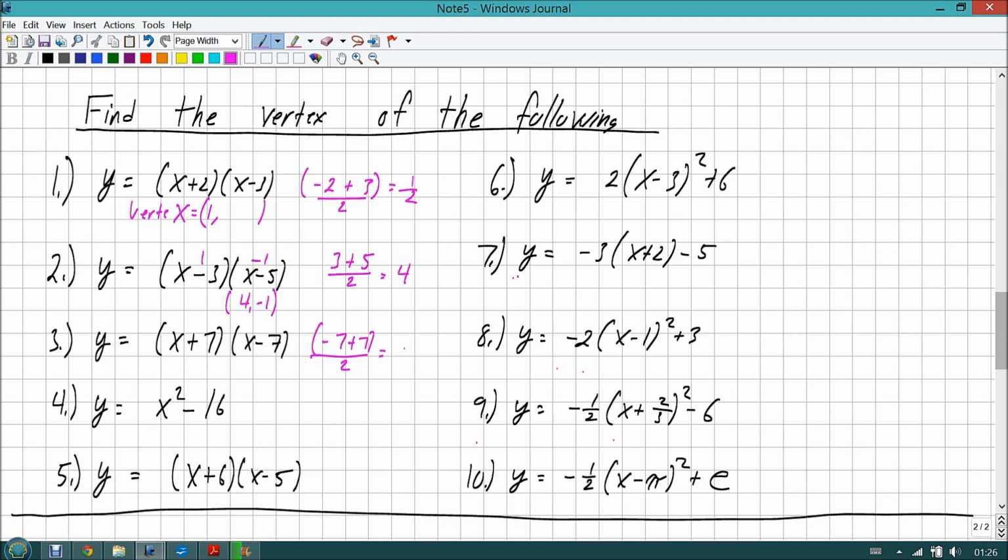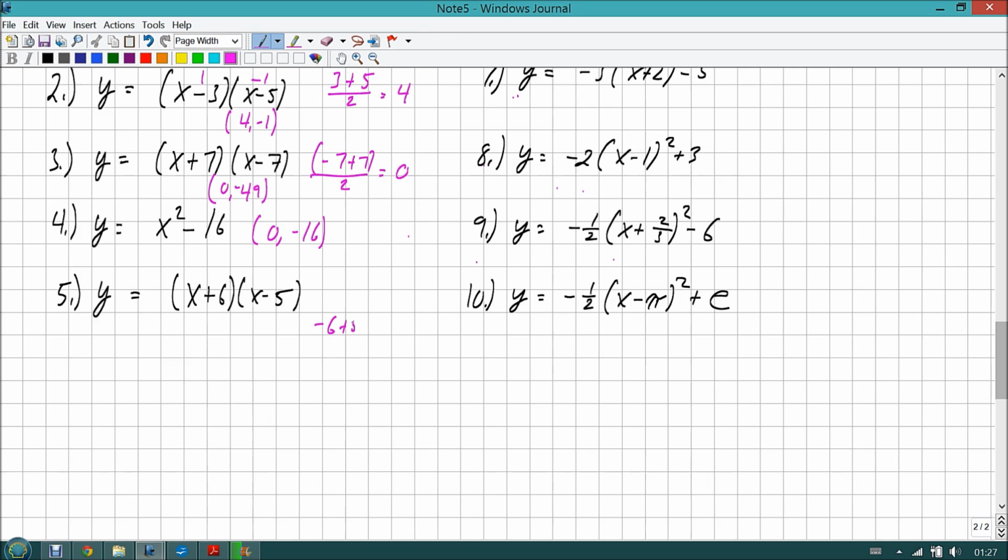Negative 7 plus 7 over 2, which is 0 over 2. So that gives us 0. And then we have 7 times negative 7 is 49. So this would be at the coordinate point 0 comma negative 49. This one, there is no b value, so that makes it super easy. That means it's going to be at 0 comma negative 16.